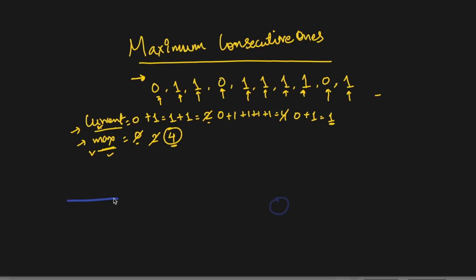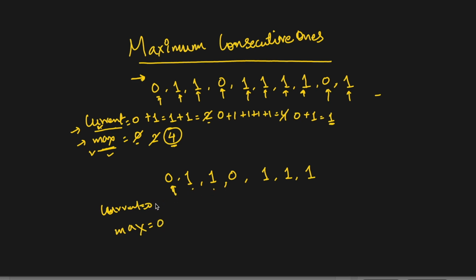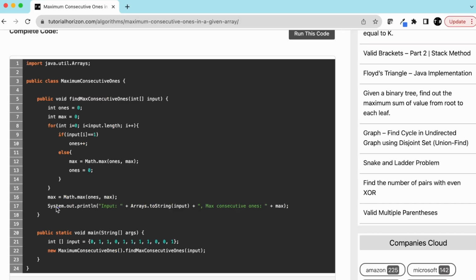Okay, so why are we comparing one last time? So let's take this as an example. 0 1 1 and then 0 1 1 1, right? So our current is 0 and max is 0. So 0, so 0, 1, 1. So the current will become 2. And then we encounter 0. So we'll update the max to 2 and reset the current to 0. Now there are 3 ones. So the current will become 3. And the iteration is over. That's why we are comparing one last time the current and the max, right?